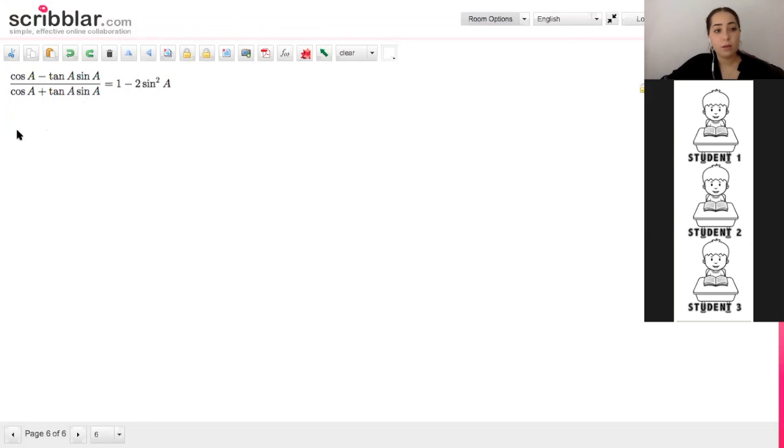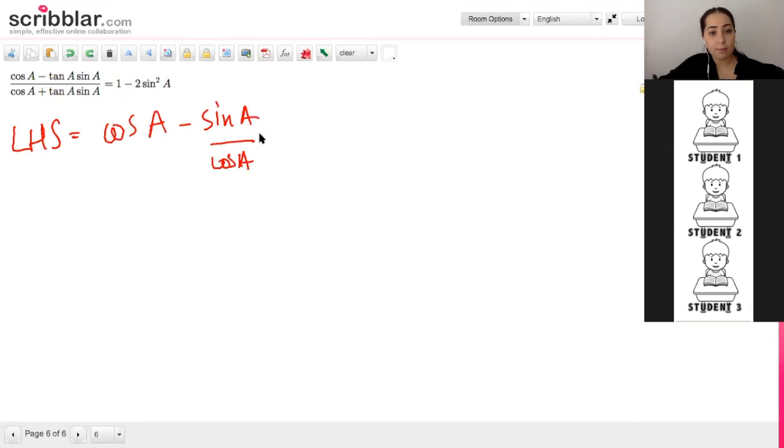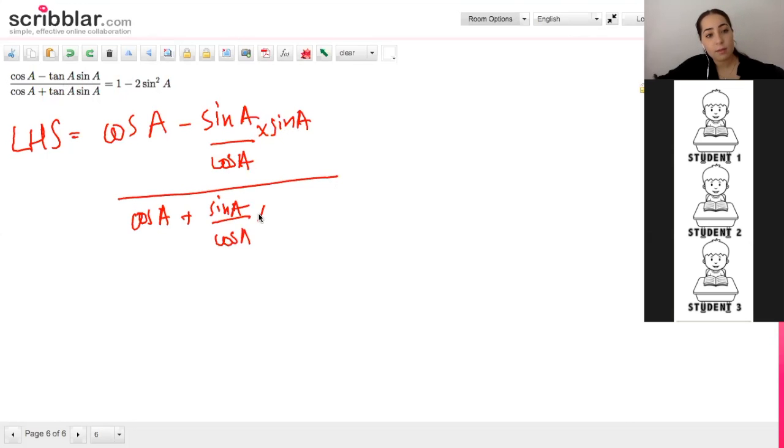Okay. So with the top one, when you break it down, is it 1 minus sine squared A minus sine squared A? Yeah, the top. And that's not over cos because it cancels because of the bottom. Yeah, exactly. So cos A minus, and then tan is sine A over cos A, times sine A, all over cos A plus sine A over cos A times sine A.